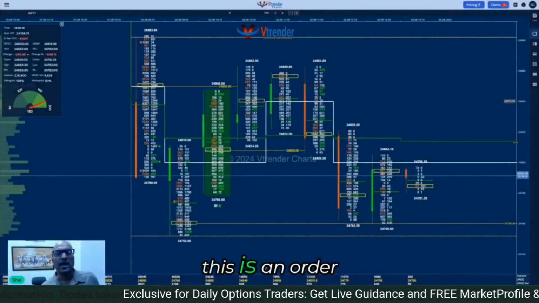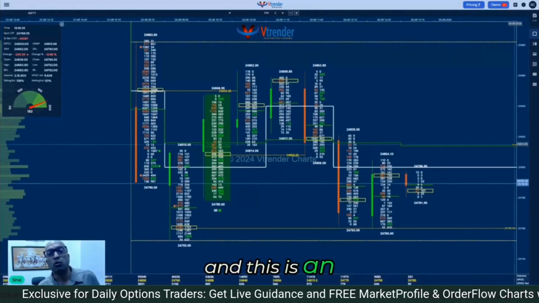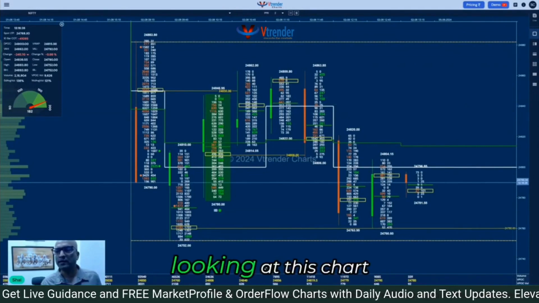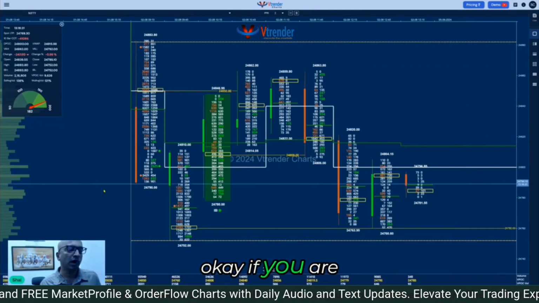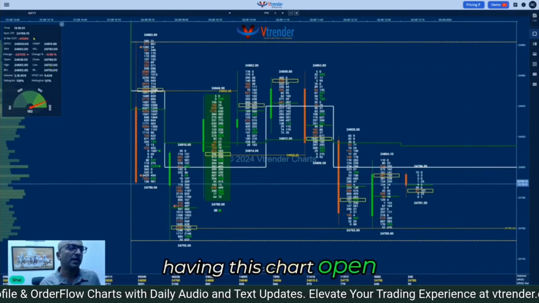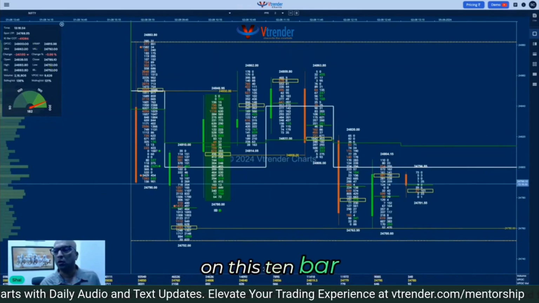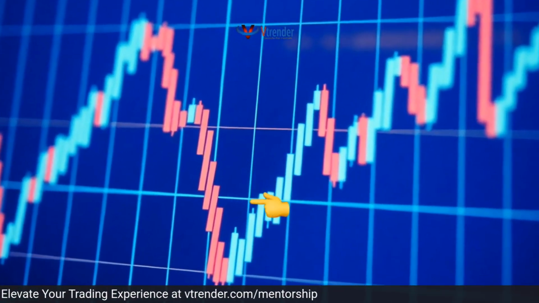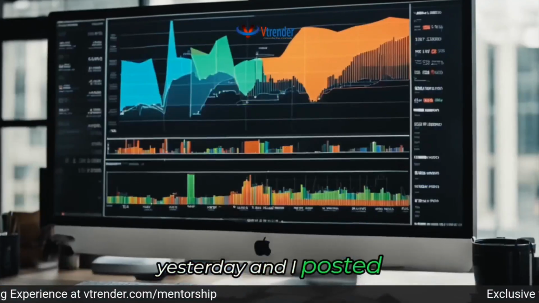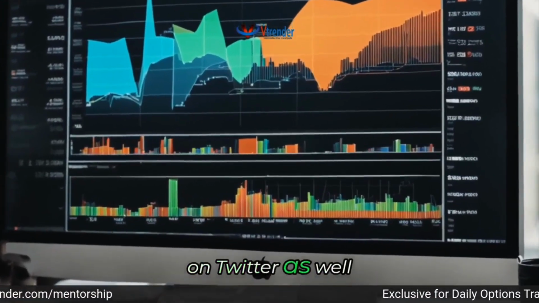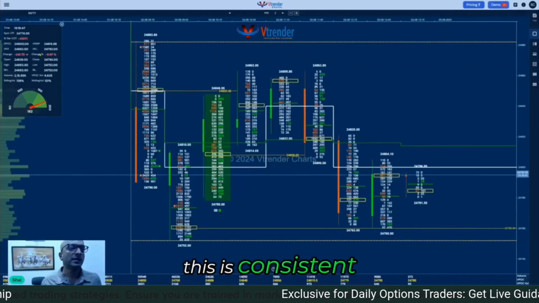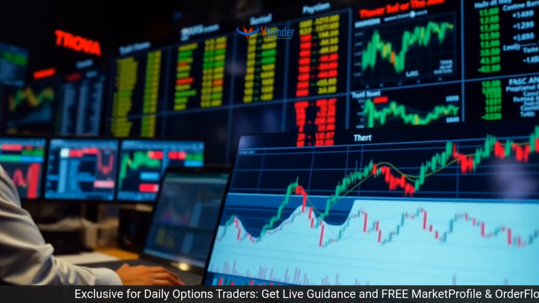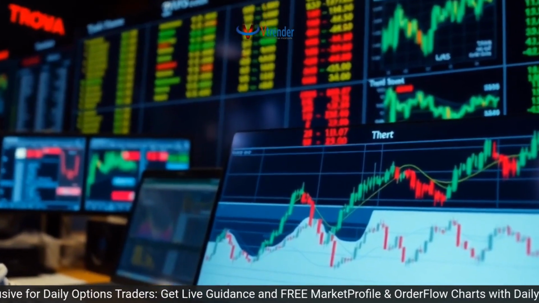And this is an order flow chart off screen, and this is an order flow of traded volumes. Now there are a few things we look at when we're looking at this chart, and the first thing if you are having this chart open is you're focused on this 10 bar COT, which is around that 40,000 number. Now for those who saw this order flow chart yesterday, and I posted it on X as well, on Twitter as well, this is consistent with the number of yesterday, which was in that region of about -30, -40,000.